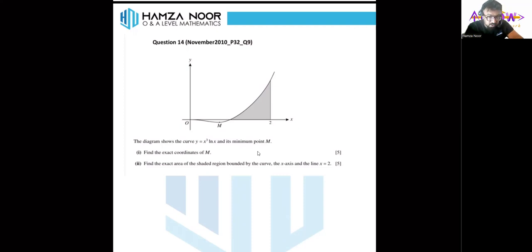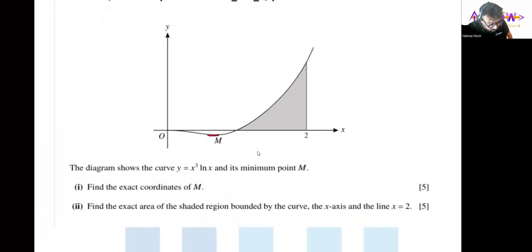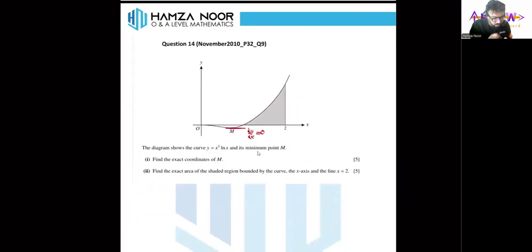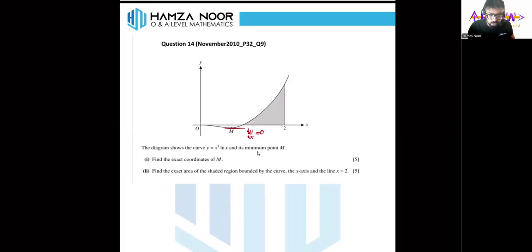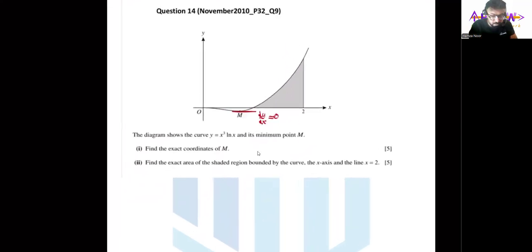Okay, so this essentially means that dy over dx will be kept equal to 0, because at the least point of the graph, dy over dx will be equal to 0. So in part 1, we need to find the exact coordinates of M. For that purpose, we are going to differentiate the equation of the curve. So y equals x cubed multiplied by ln x. This is in the form of u times v. So we are going to use the product rule formula over here.